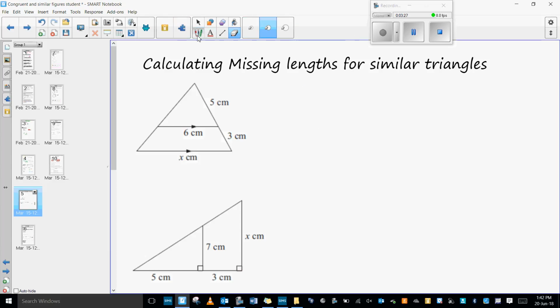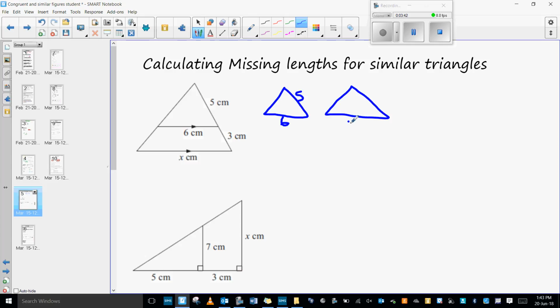This has highlighted a good thing to do, which is to just redraw your shapes next to each other. Now my small triangle is 5 and 6. So this is x. Now what's this length here? Be careful. It's this whole length. That one's supposed to be bigger. I know it's hard to tell. So that would be 8. So we would now be able to set up an equation. x over 6 is equal to 8 over 5. So x equals 8 over 5 multiplied by 6.